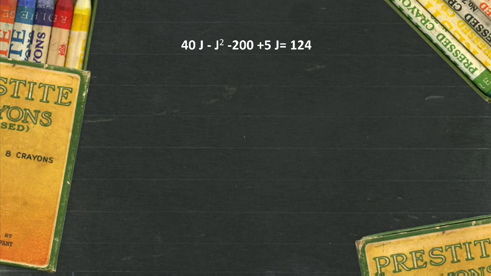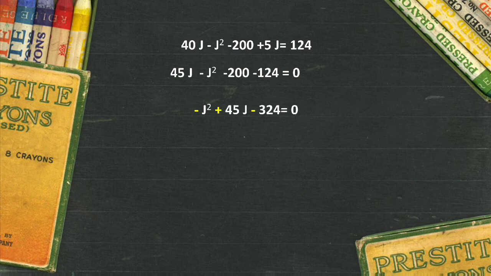Now I have minus 200, which is a constant, and on the right-hand side 124 also as a constant. So all I have to do is get them on one side and calculate. After doing that, it becomes minus J square plus 45J minus 324 is equal to 0.